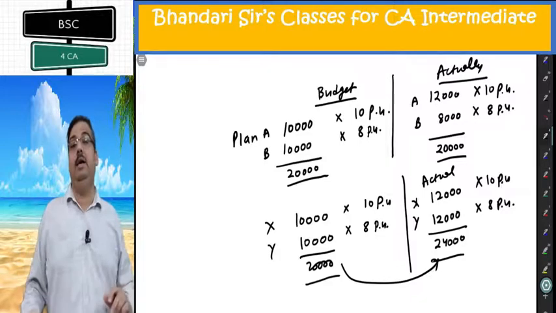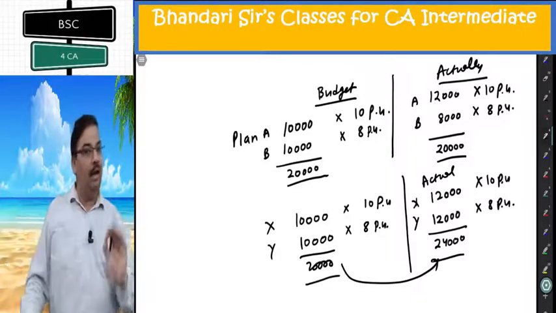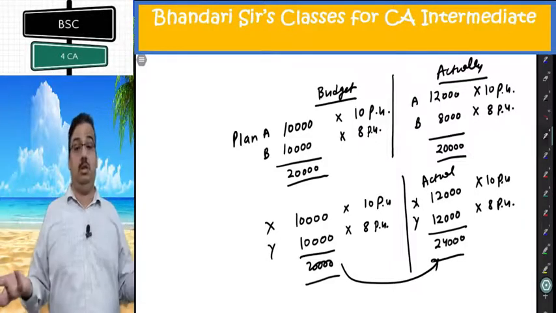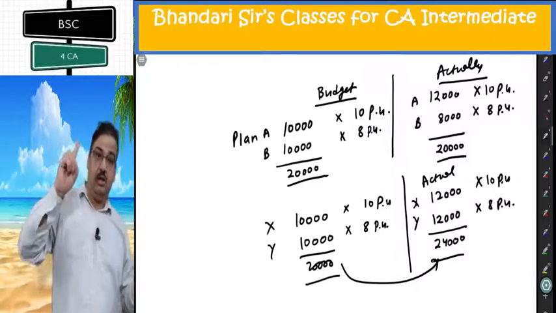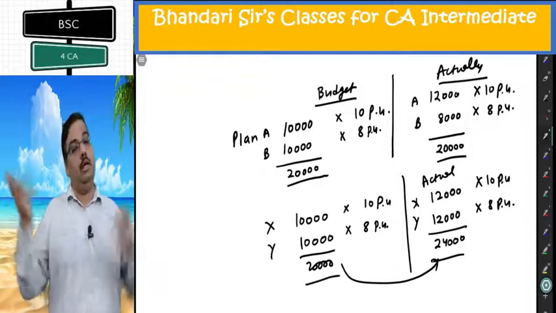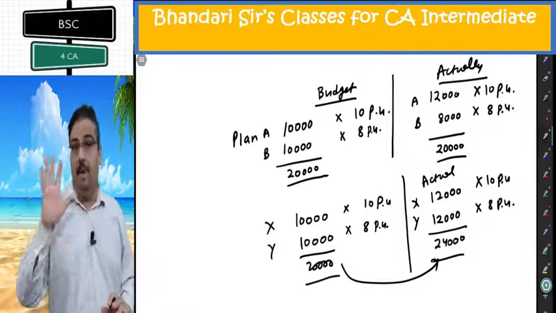How I am explaining? I am trying to explain by keeping all other things constant and only one thing changing. But in real situation, everything changes. Price changes, ratio changes, total quantity changes. They create the sale value variance. Very simple. So easy to remember.